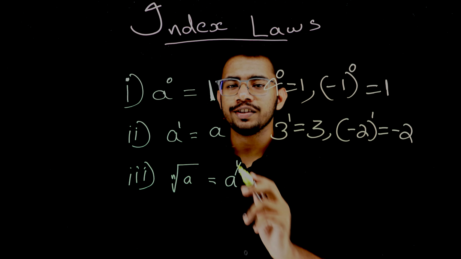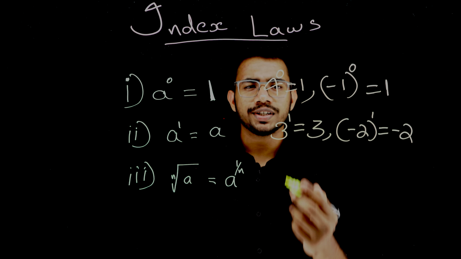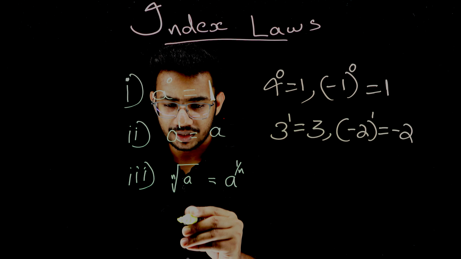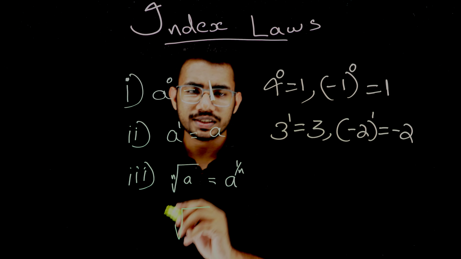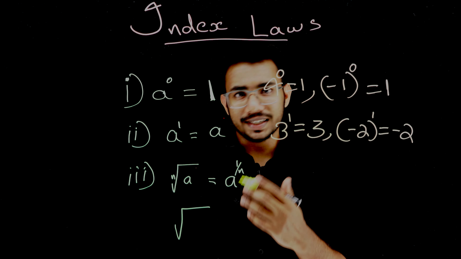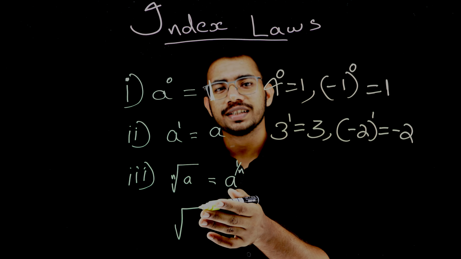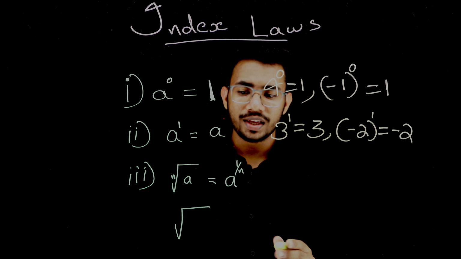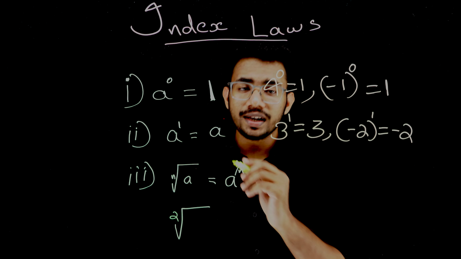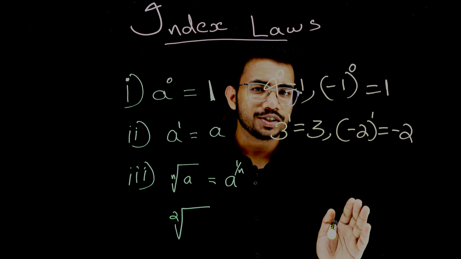Now the next one, the nth root of a equal to a to the power of 1 by n. Here we have a small misconception. Let me ask you a question. What is this? Most of us would say it is the square root. Generally it is considered as square root, but we can say it is nothing but a root only. If the number I'm writing here is 2, then it can be considered as a square root.